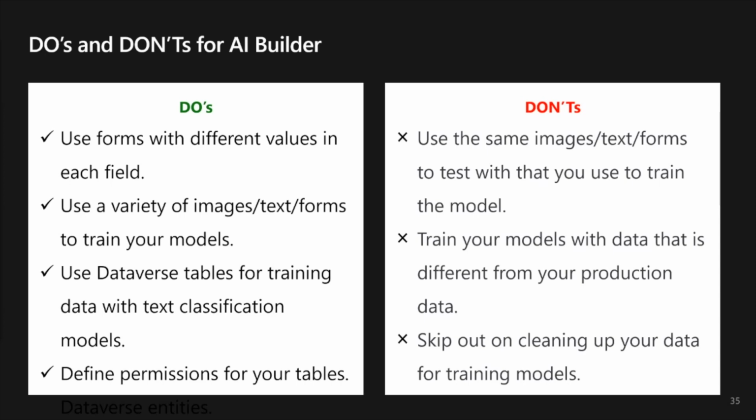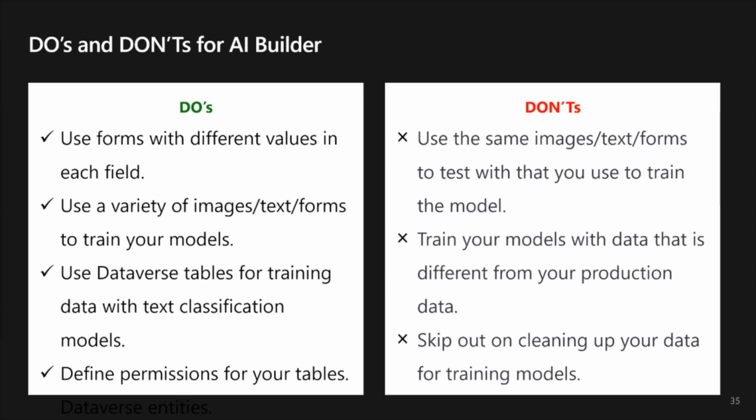You'll also want to make sure that you're using Dataverse tables for training data with text classification models. And make sure that when you set up those tables in your Dataverse, that you define proper permissions on those tables. Some things not to do when you're working with AI Builder.